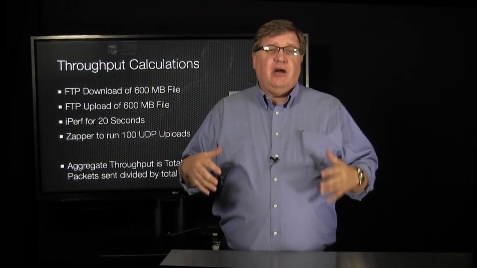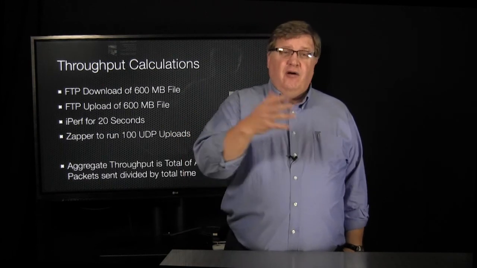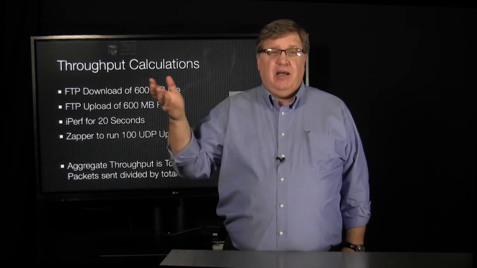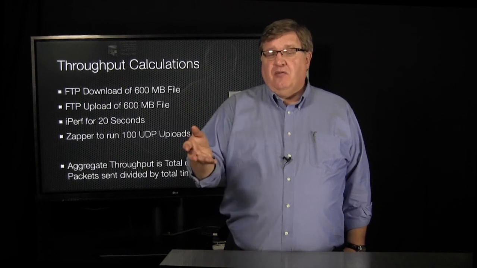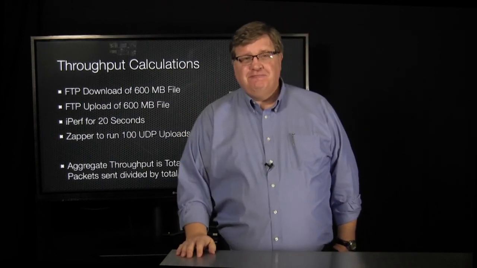And then the throughput calculation for aggregate throughput is the total of all bytes sent, divided by the total of all time, which gave us a raw number, and then we scored them accordingly.